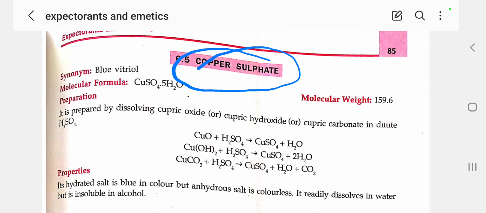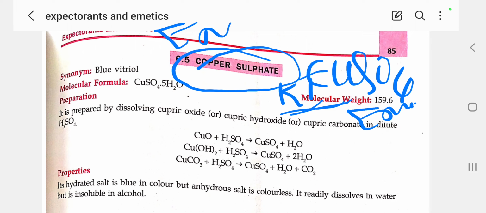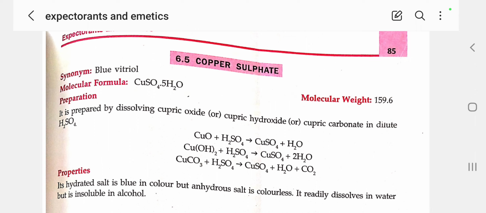Here, copper sulfate and potassium iodide, copper sulfate Cu, what is the molecular formula? Copper sulfate and potassium iodide act for emetic purposes, and expectorants like ammonium chloride and sodium potassium antimony tartrate. In your syllabus you have sodium potassium tartrate.